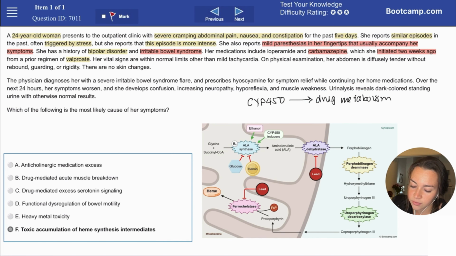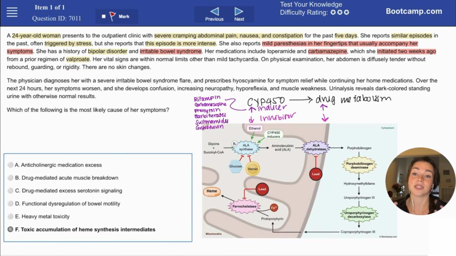A cytochrome P450 inducer will increase the activity of cytochrome P450 and increase drug metabolism, and a cytochrome P450 inhibitor will decrease the activity of cytochrome P450 and will slow down drug metabolism. So there's lots of space for drug-drug interactions when you're dealing with cytochrome P450 inducers and inhibitors.